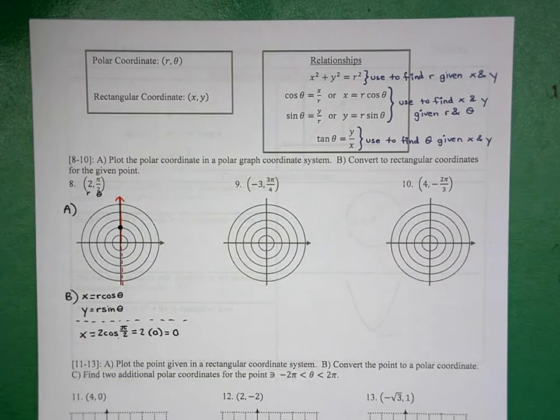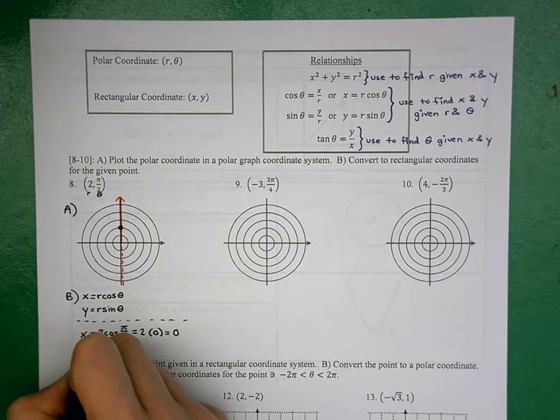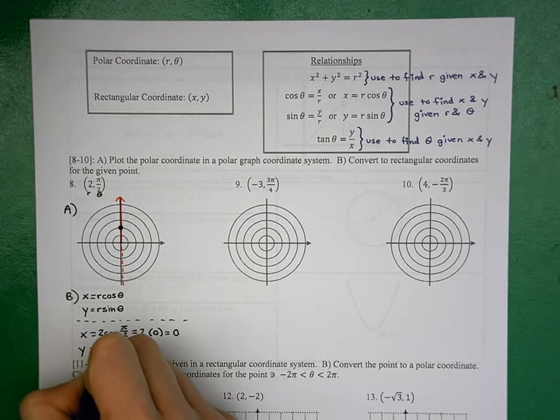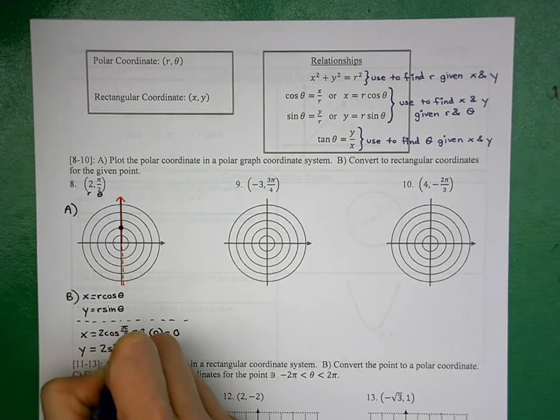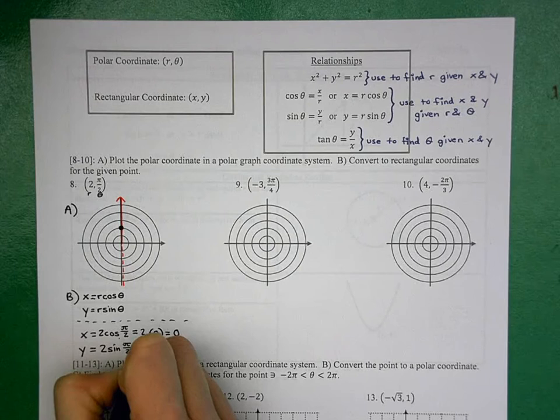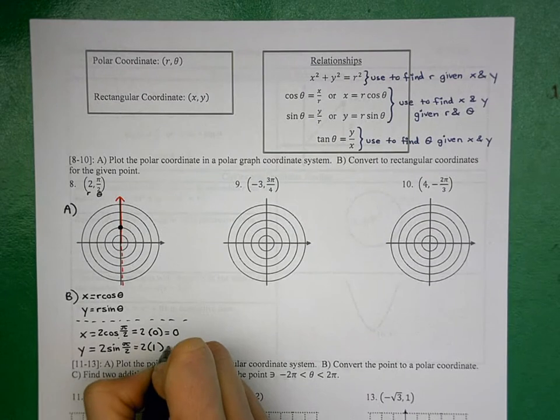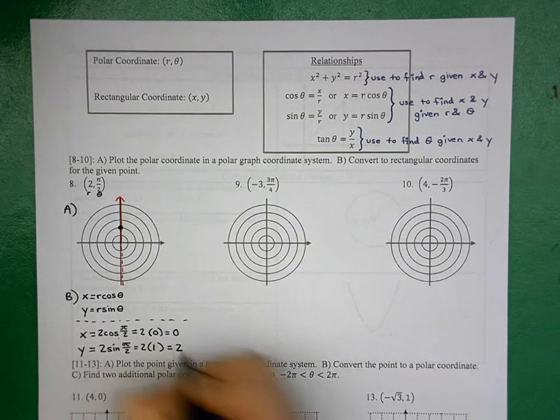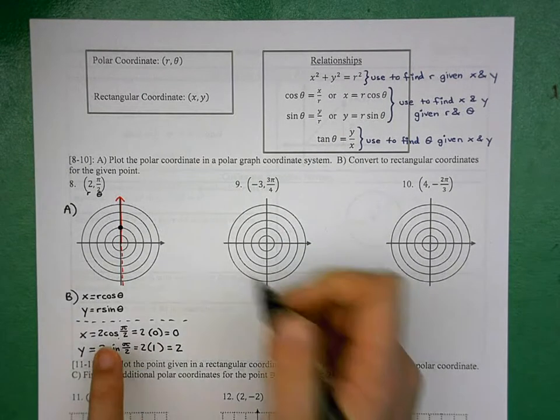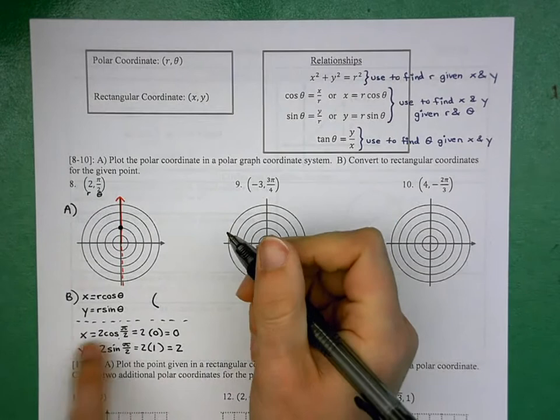And then y equals my r, which is 2, times sine of my theta, pi over 2, which is 2 times, what is the sine of pi over 2? Well, that's 1. And 2 times 1 is 2. And so my rectangular coordinate would be x, y, 0, 2.